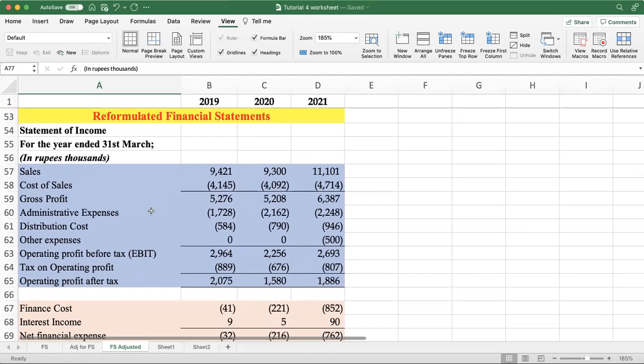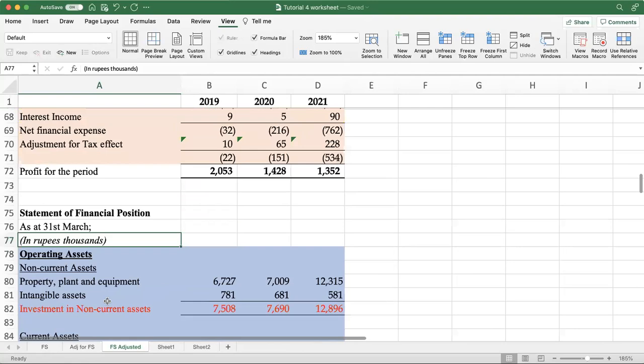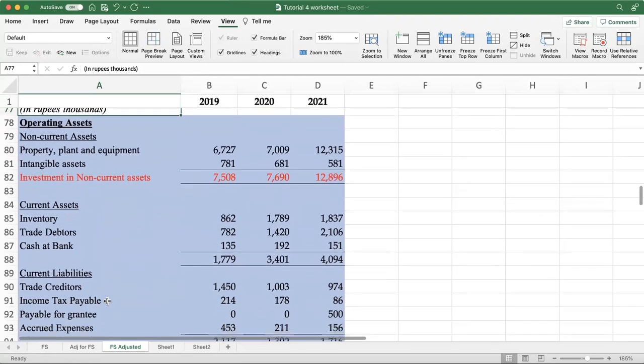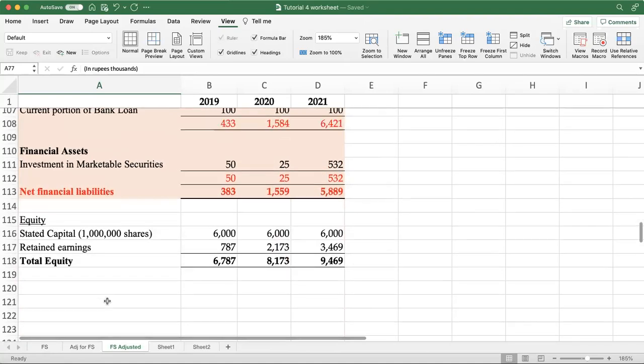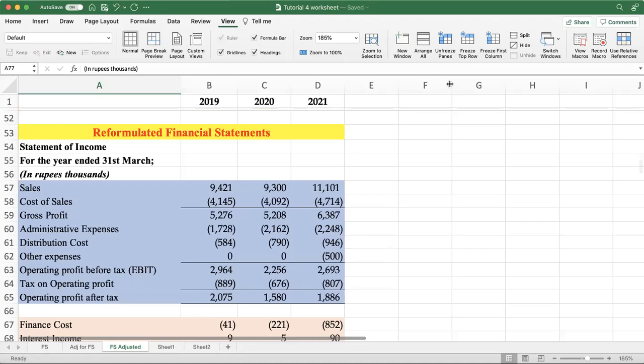So here what happens is we have reorganized financial statement items for a better analysis. Right. So we have reorganized the statement of income and statement of financial position. Now we can start the analysis. Accounting analysis completed. Now we can move on to the financial analysis.